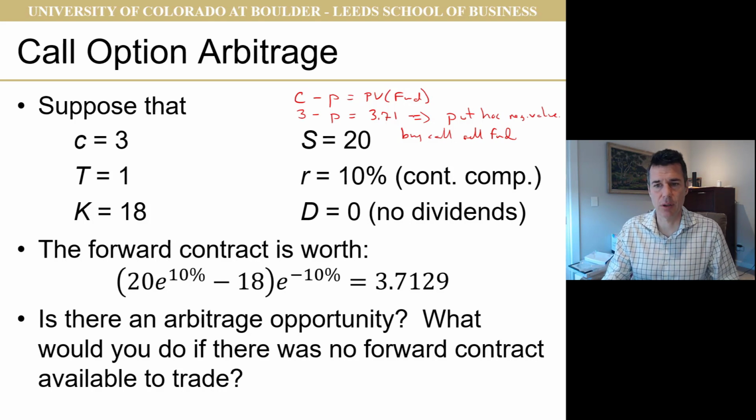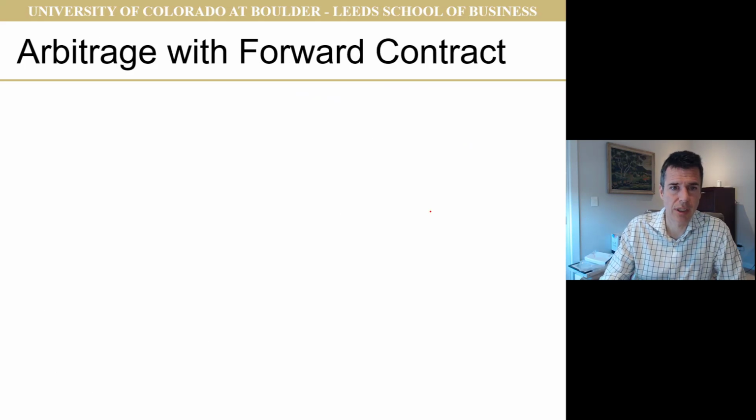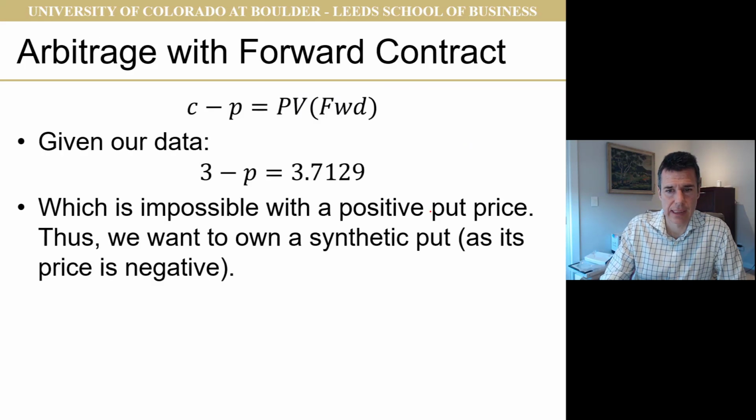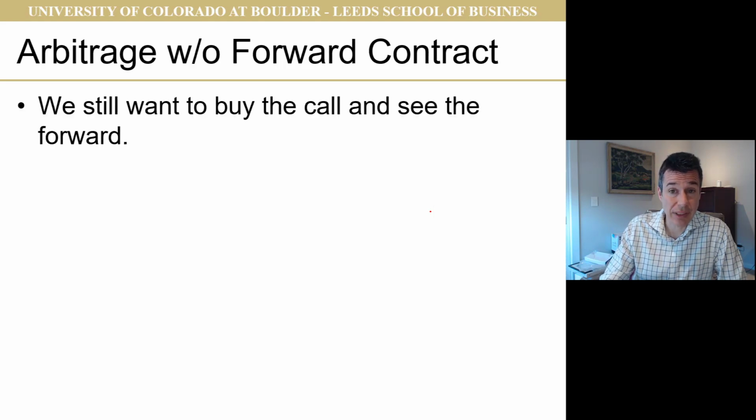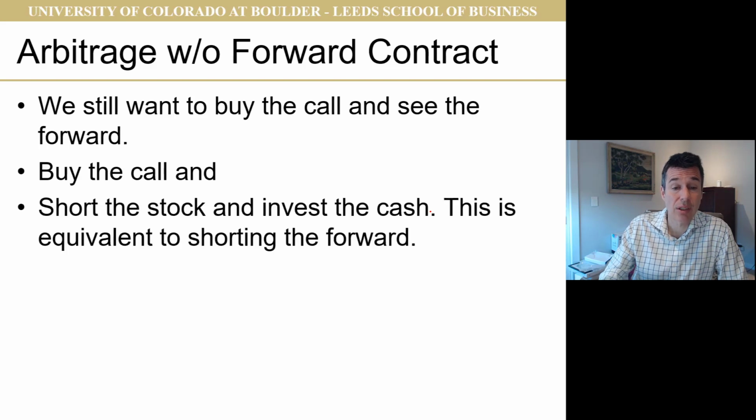So that makes us own a put. We buy the call, $3, sell the forward, $3.71. So we're paid 71 cents to own a put. So there's an arbitrage. Buy the call, sell the forward. You're paid 71 cents to buy a synthetic put. If we didn't have a forward contract, we can still buy the call and trade the forward. How? We short the stock, invest the cash. So that works.